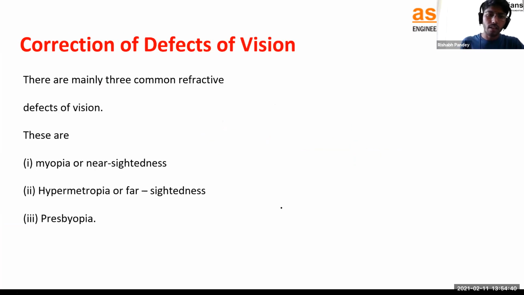Let's say there are three main common refractive defects. Refractive defects, why? Because there is a refractive index about which the light basically converges. So these defects are called refractive defects, and they are myopia, hypermetropia, and presbyopia, right? Let's see what they are.